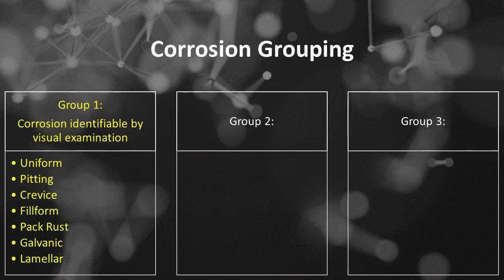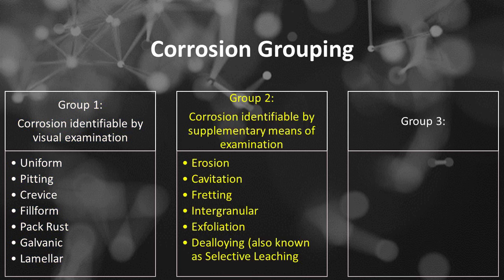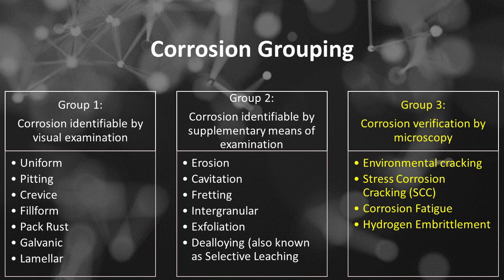Group 1: Corrosion identifiable by visual examination. They are uniform, pitting, crevice, filiform, pack rust, galvanic, lamellar. Group 2: Corrosion identifiable by supplementary means of examination. They are erosion, cavitation, fretting, intergranular, exfoliation, and dealloying, also known as selective leaching. Group 3: Corrosion verification by microscopy. They are environmental cracking, stress corrosion cracking, SCC, corrosion fatigue, and hydrogen embrittlement.